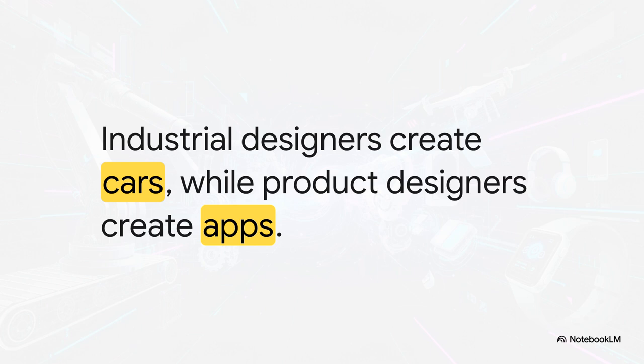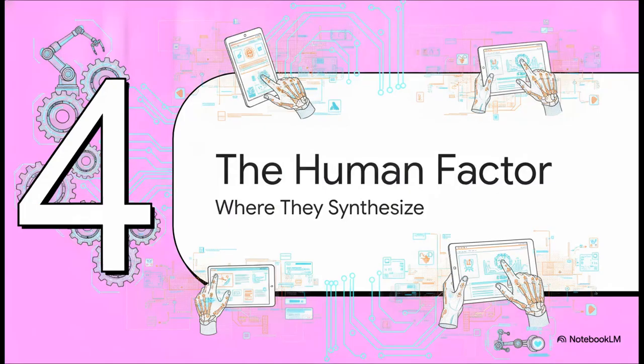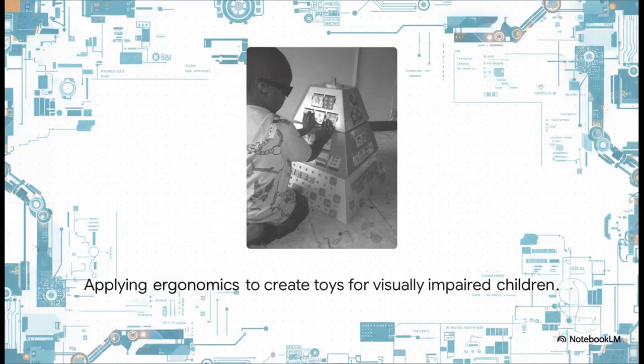They are essentially building the digital ecosystem that the physical hardware lives inside. Section 4. The human factor, where the disciplines synthesize. And this brilliantly illustrates where those two worlds collide. Take the Imaginary Friends University project, for example. It's a real-world prototype toy specifically developed for visually impaired children.